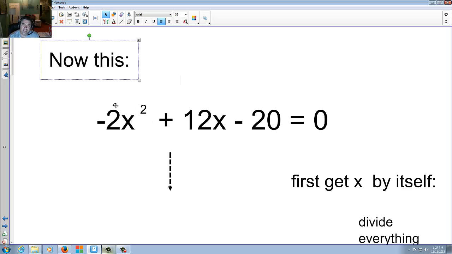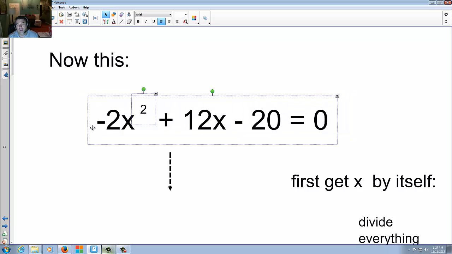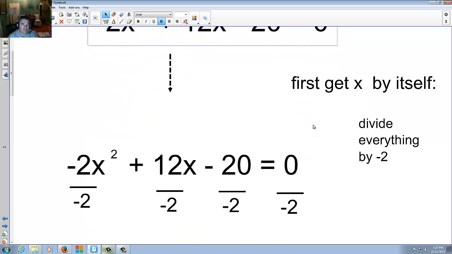Now this is a big one. We're going to take our time. Negative 2x squared plus 12x minus 20 equals 0. Step 1 is to get x by itself. So instead of times negative 2, we're going to divide by negative 2. But if you divide by negative 2, you have to divide everything by negative 2.